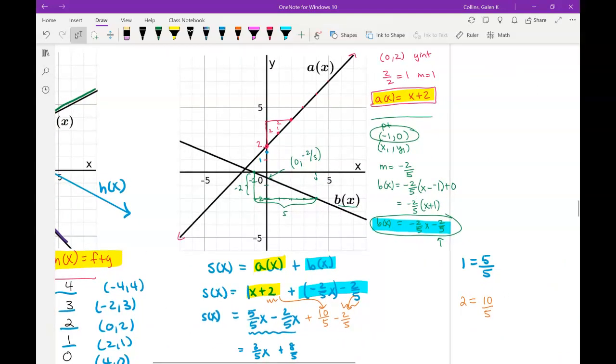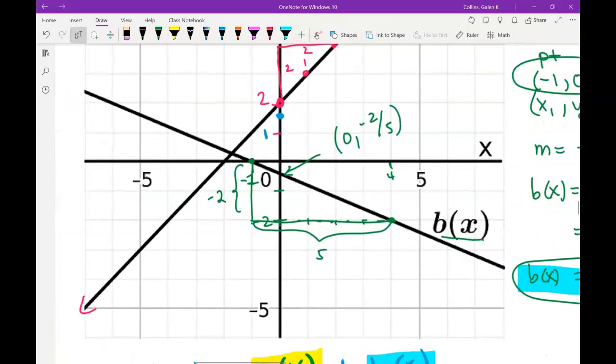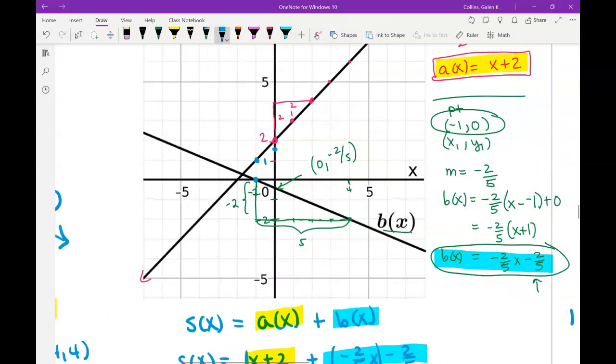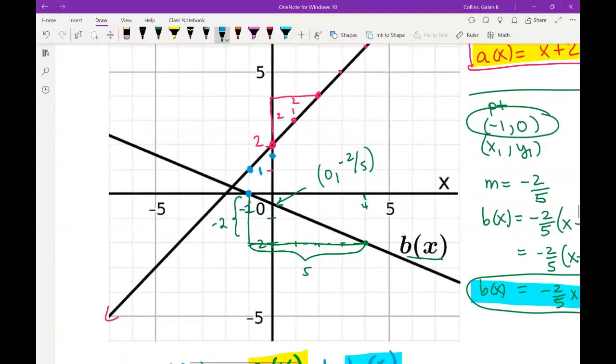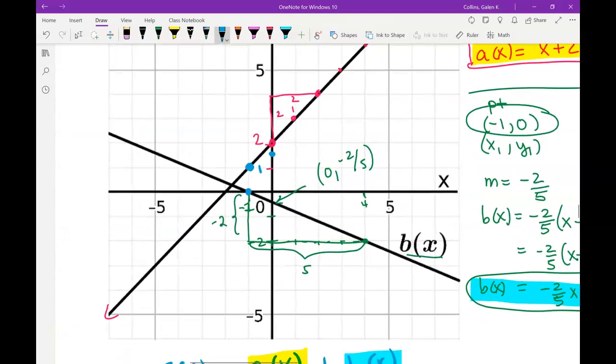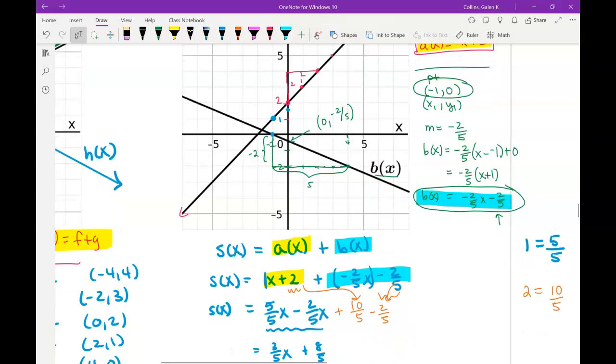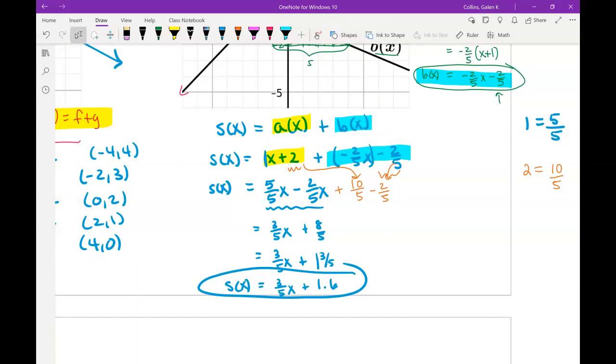Maybe a better point to start from would be where we have this nice clean value here at -1, a value of 0 and a value of +1. So remember, I'm adding those two functions together. 0 plus 1 is 1. So that point at -1, 1 is on the graph of s of x. And I could think about that, like that should make sense.